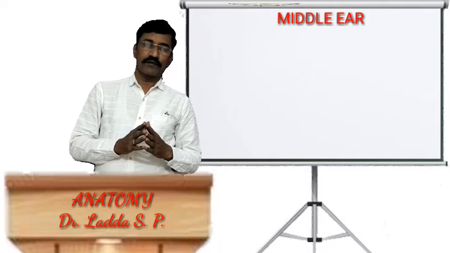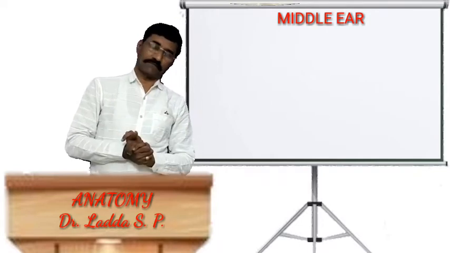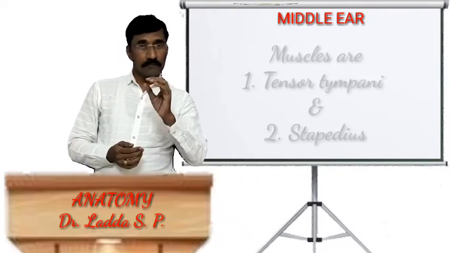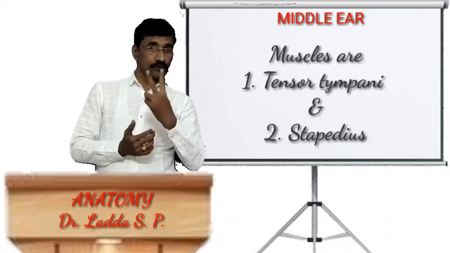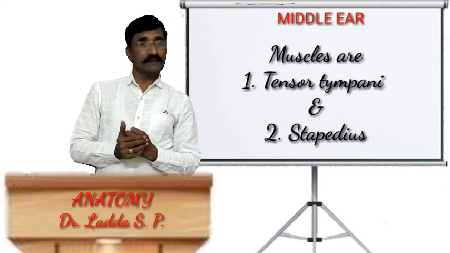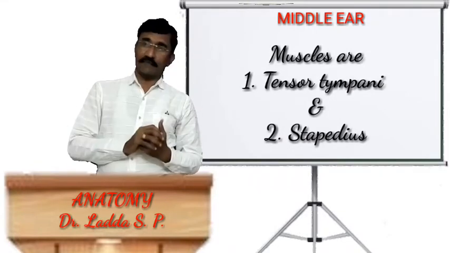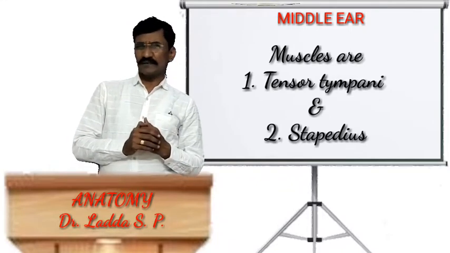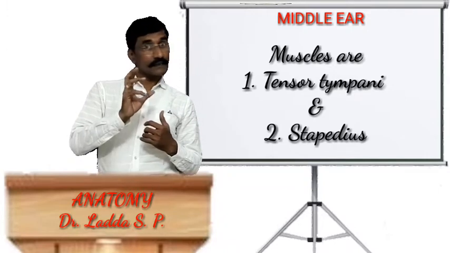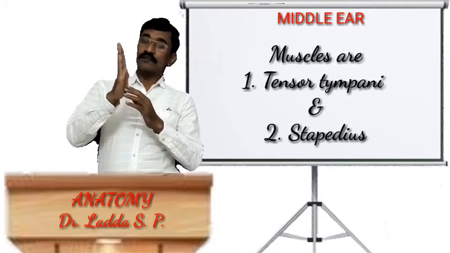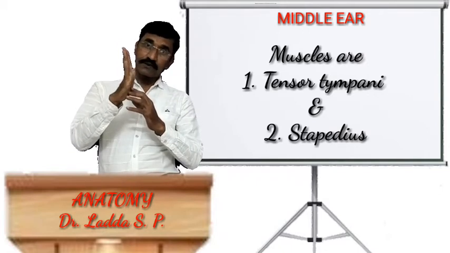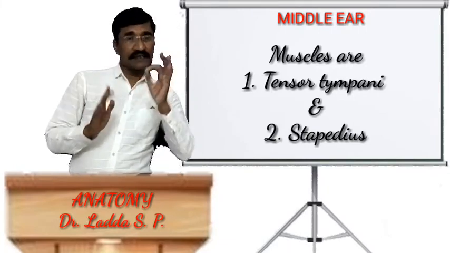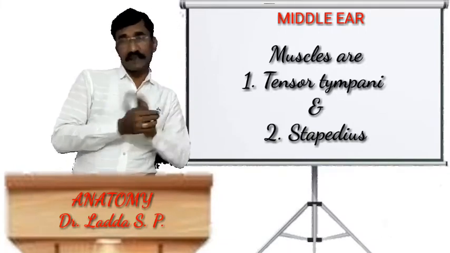Now, about the muscles of middle ear. There are two muscles in the middle ear. One is the tensor tympani muscle and the second one is the stapedius muscle. Friends, the name itself indicates it. Tensor means to tense. To whom? The tympanic membrane. To tense the tympanic membrane, there is a muscle called the tensor tympani muscle.